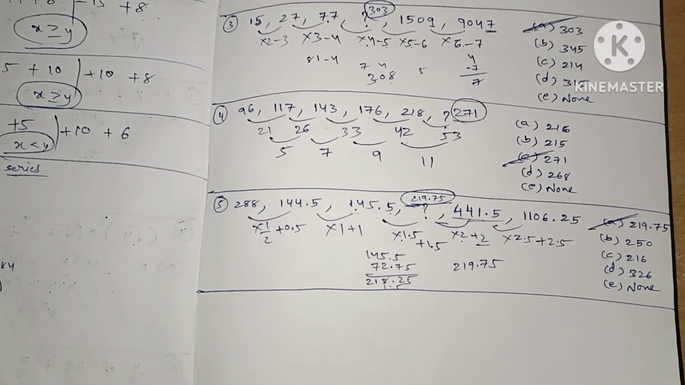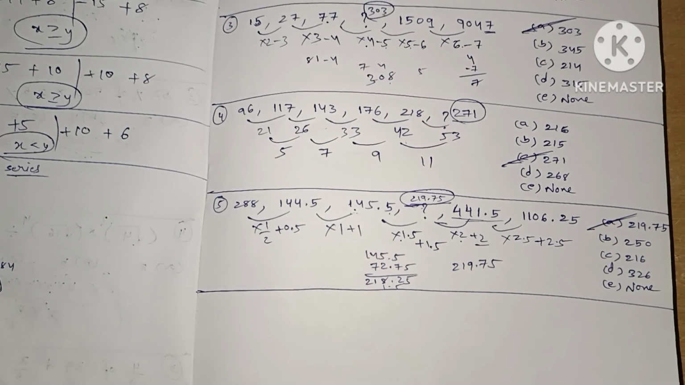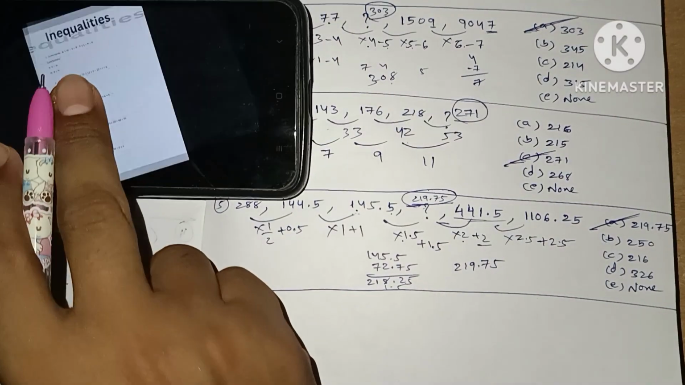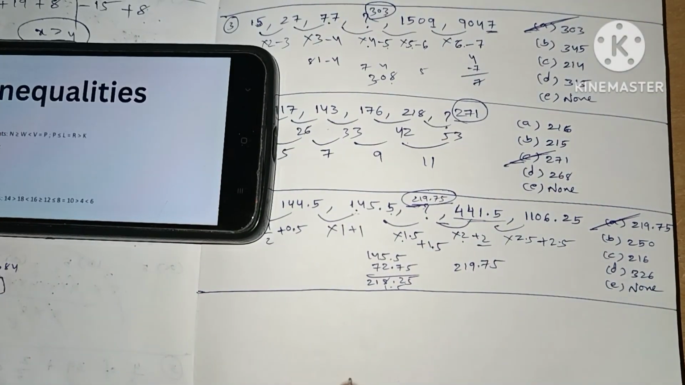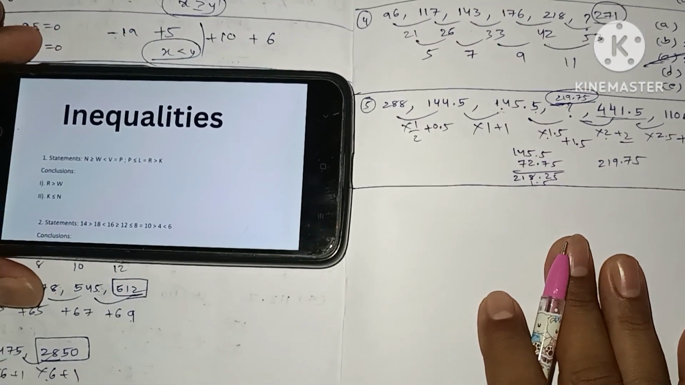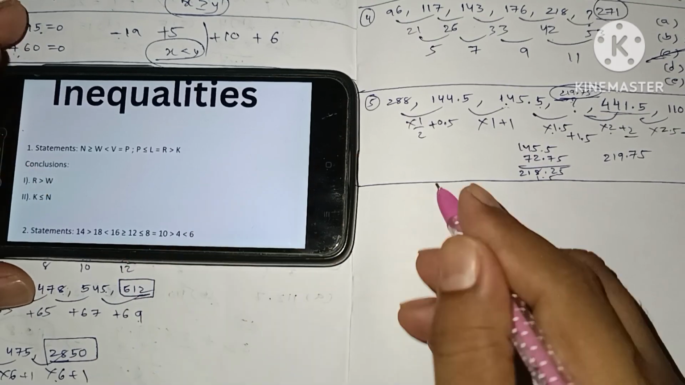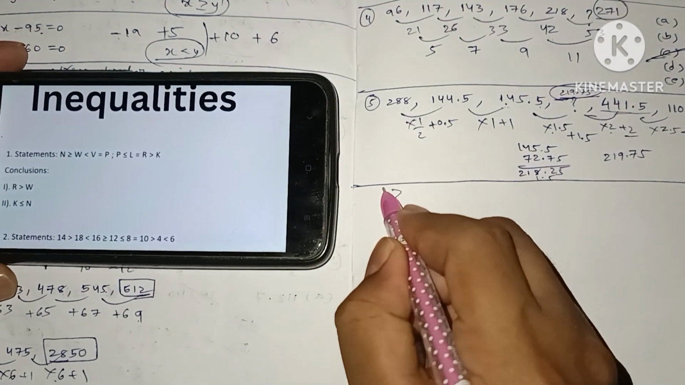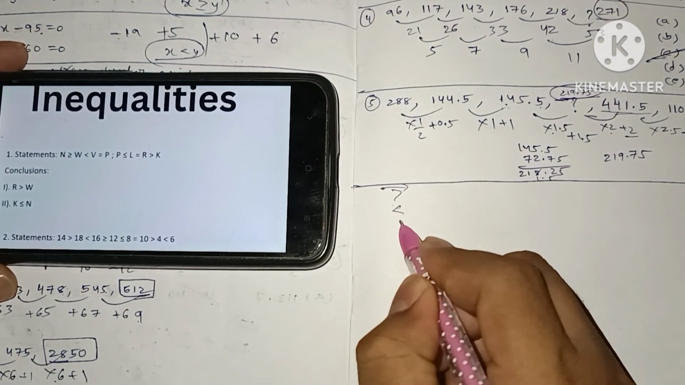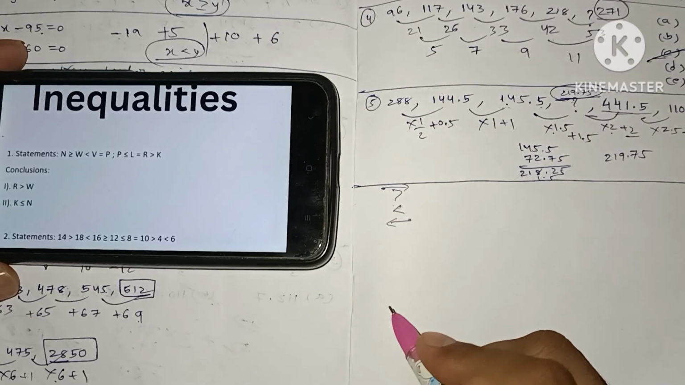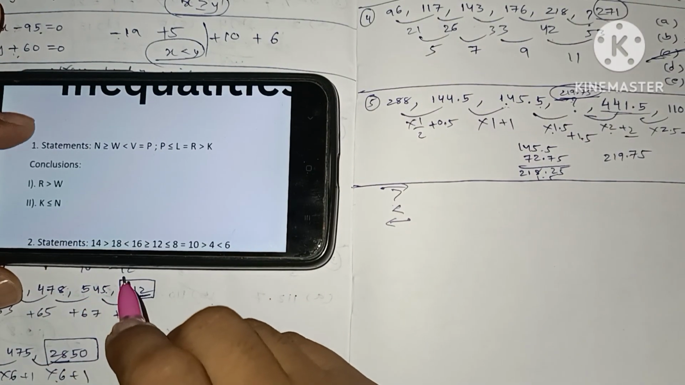Now we are going to see inequalities. For inequalities, the concept we use here is the flow method. If we see a symbol like this, it means the flow from this side to this side. If we see a symbol like this, the flow from this side to this side. Let's see the conclusions directly to understand.